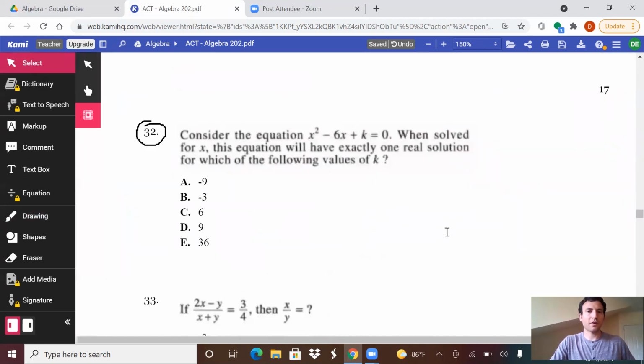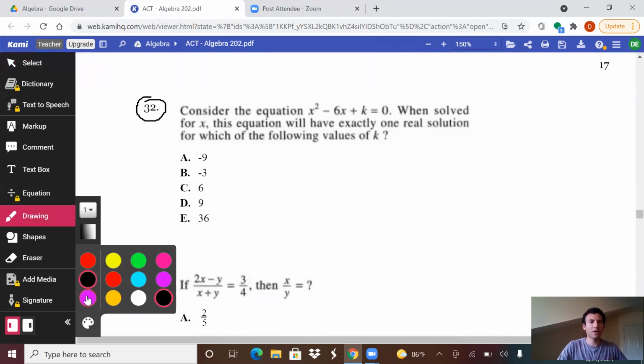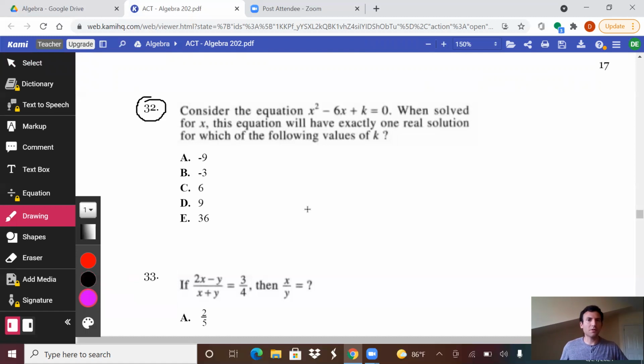So this is a really interesting one, 32, and this kind of has to deal with quadratics as well. Again, feel free to pause the video and try it yourself if you'd prefer, but I'm going to keep on rolling. What this says is, consider this equation x squared minus 6x plus k equals 0. When solved for x, this equation has exactly one real solution. Which of the following could be the values of k?